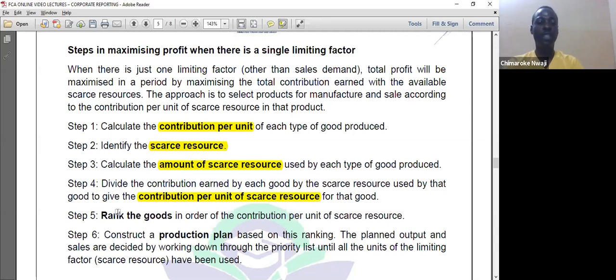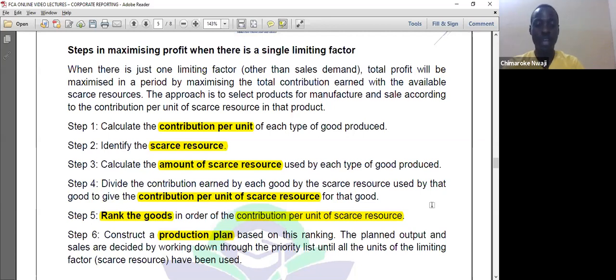The next thing to do is to rank the goods or the service in order of the contribution per unit of scarce resource. So you are ranking based on what you got in step number 4. In step number 6, you construct a production plan. What is a production plan? A production plan is how you produce these items using up all these scarce resources.